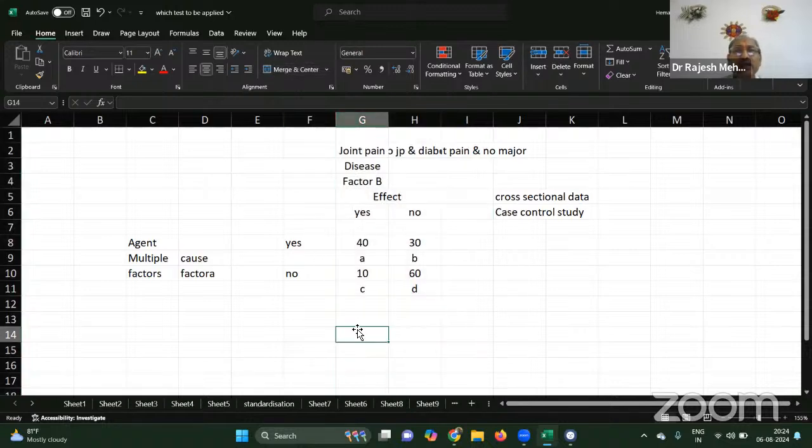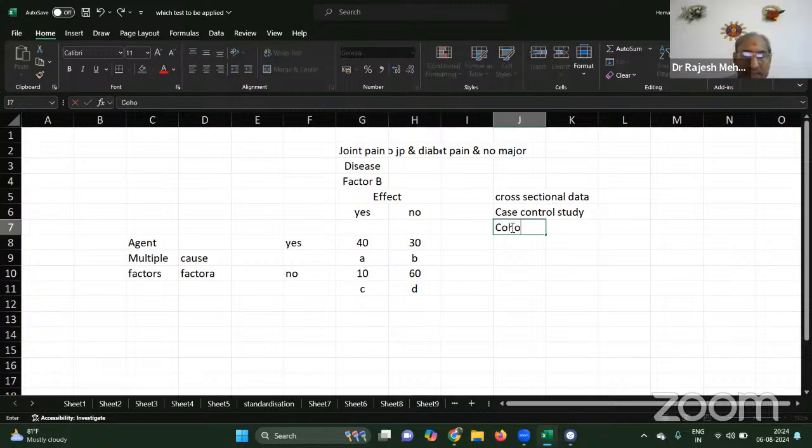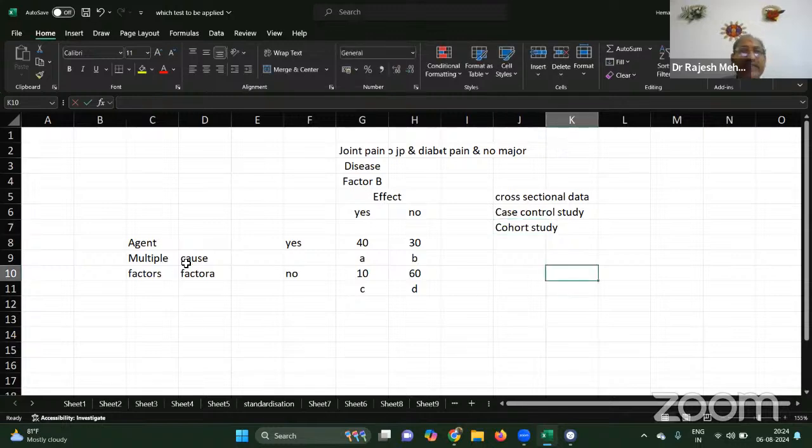Right? Now, in case of cohort study, we'll start with this yes and no. For example, miners, persons working in the mines and not working in the mines. And we see whether they develop silicosis, yes or no. That is the cohort study.